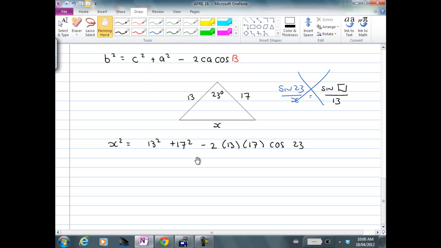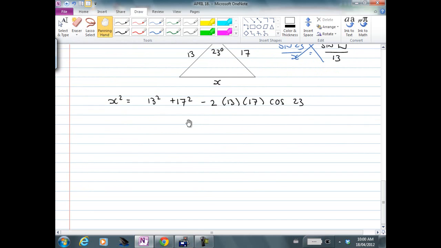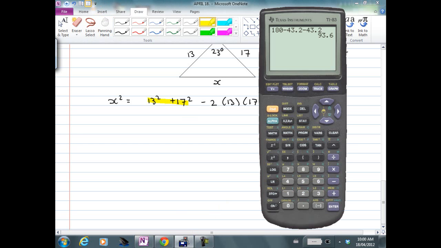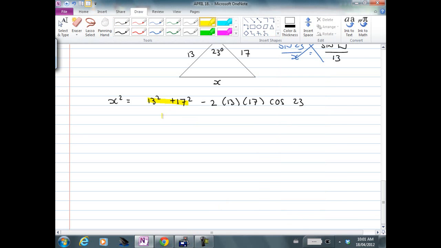Now, here's where a lot of students will get into trouble. What they're going to do is try to punch it all into their calculator in one shot. I like to work this separately. So what you're going to do is just go 13 squared plus 17 squared for now. Take your calculator, go 13 squared plus 17 squared, and write down this number, 458. See, I'm going to do this in 2 shots.